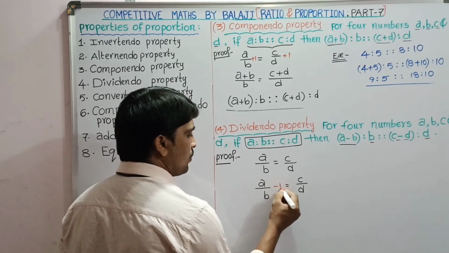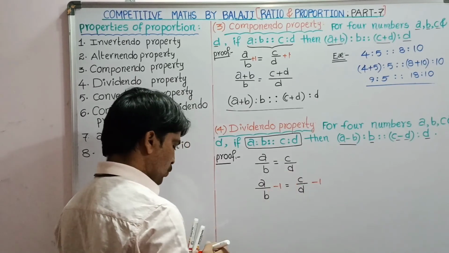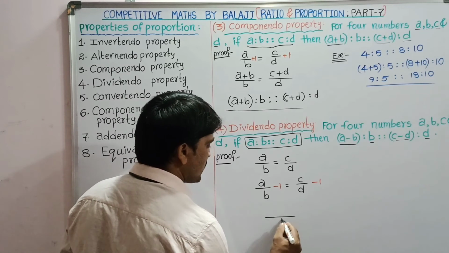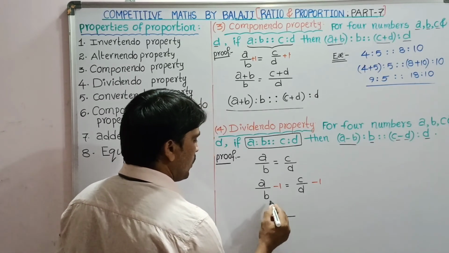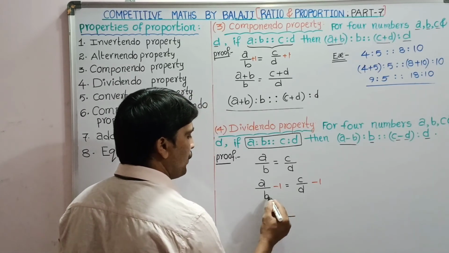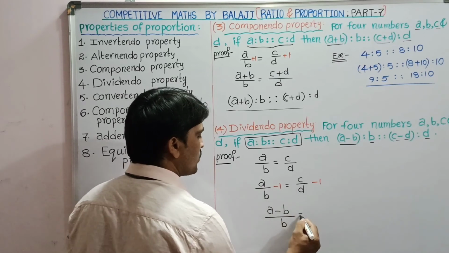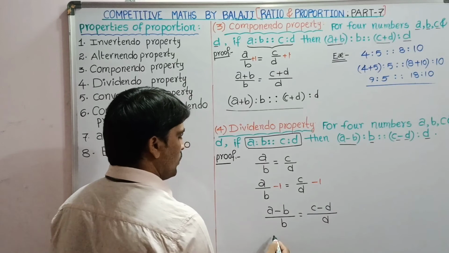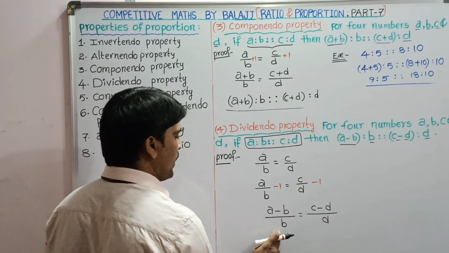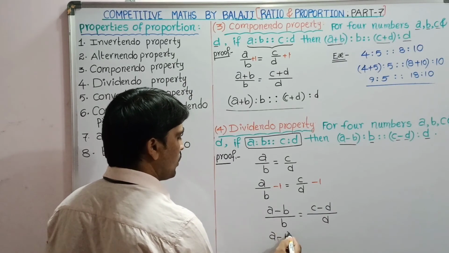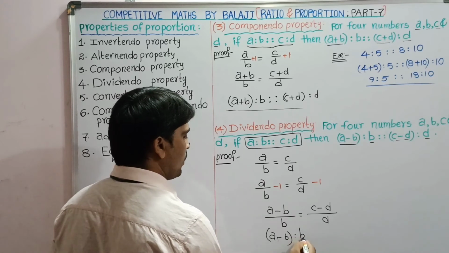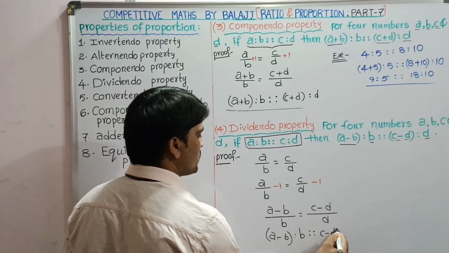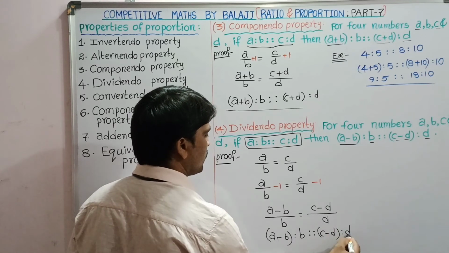Subtract 1 on both sides. Then the LCM on the LHS side is B. A minus B ones, that is B. Similarly here, C minus D by D. This can be written as A minus B is to B equal to, means is as, C minus D is to D.